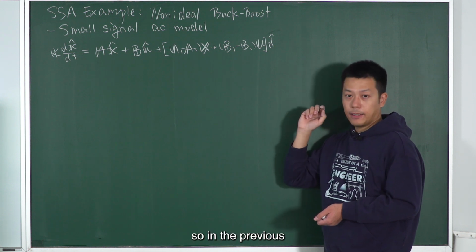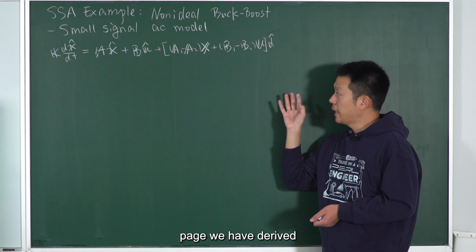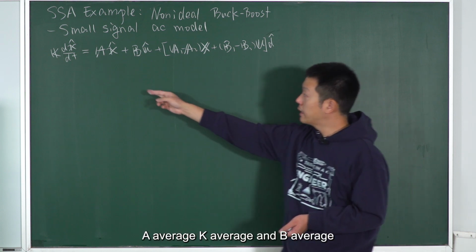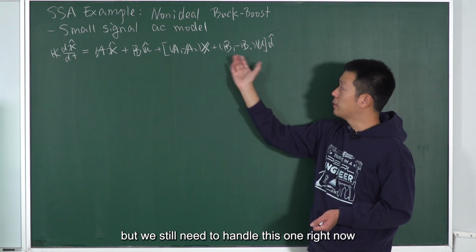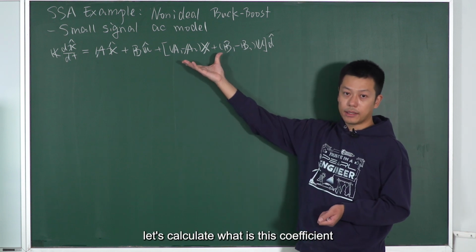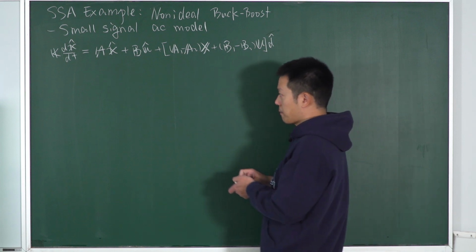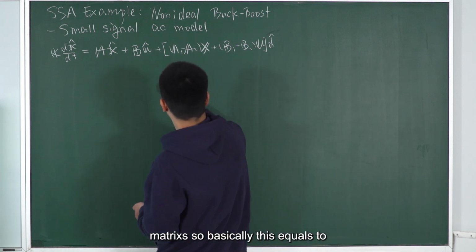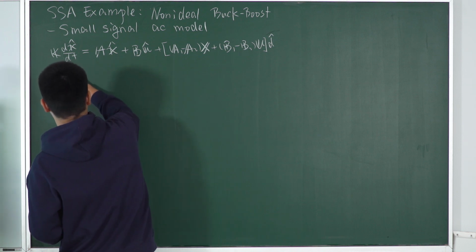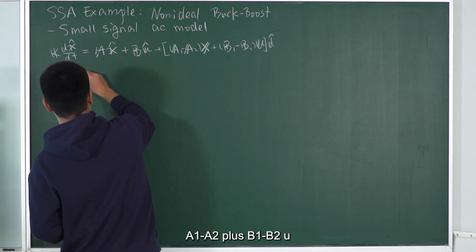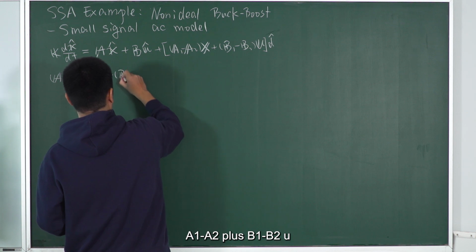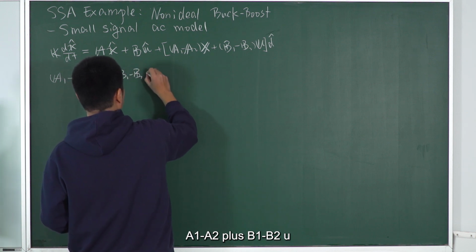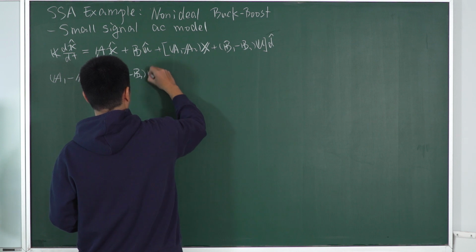So that is the state equation, the matrix equation, right? In the previous page, we derived A average and B average. But we still need to handle this one. Now let's calculate what this coefficient matrix is. Basically this equals (A1 minus A2) x plus (B1 minus B2) U.